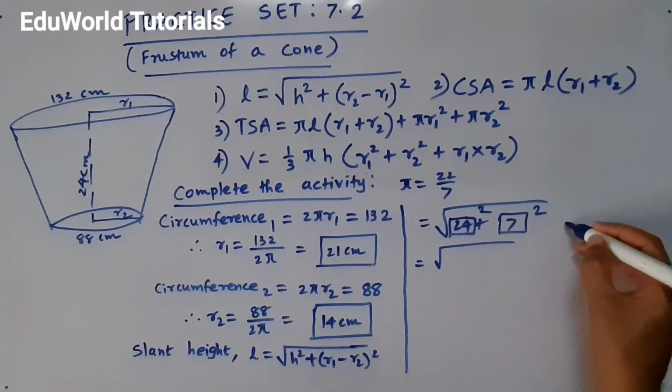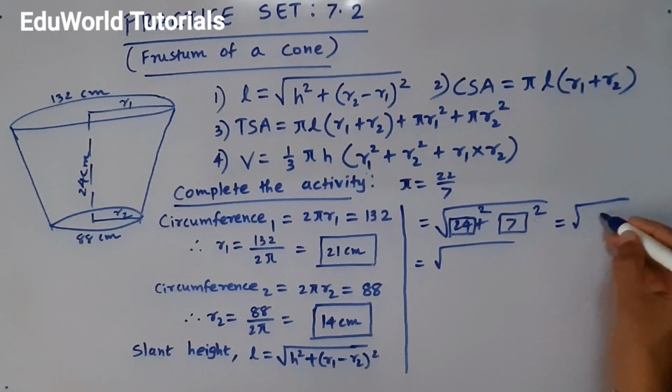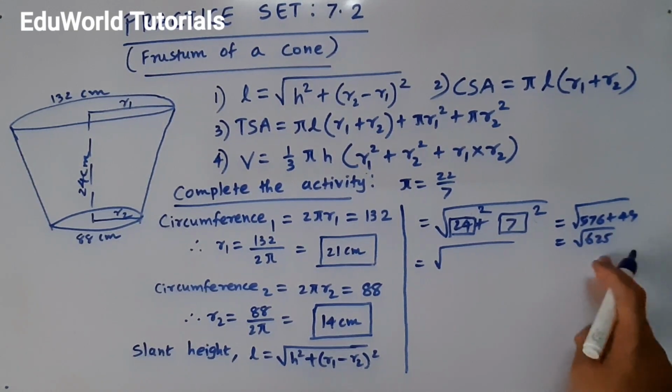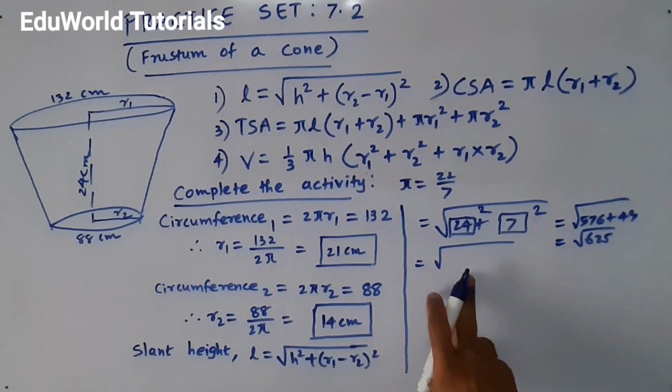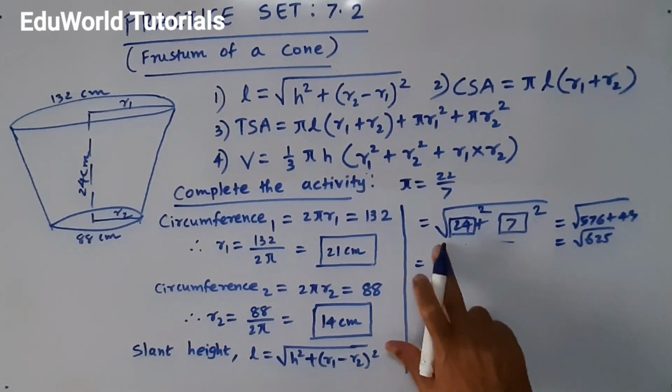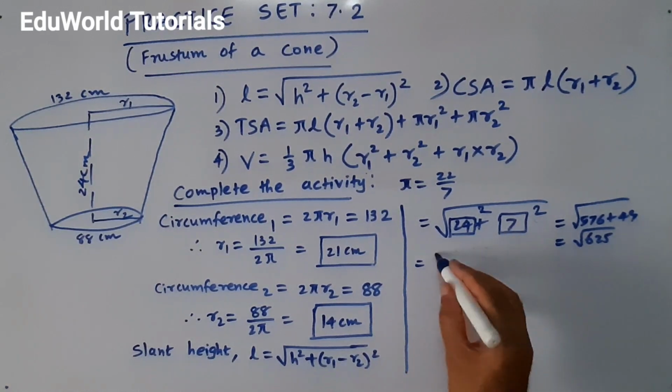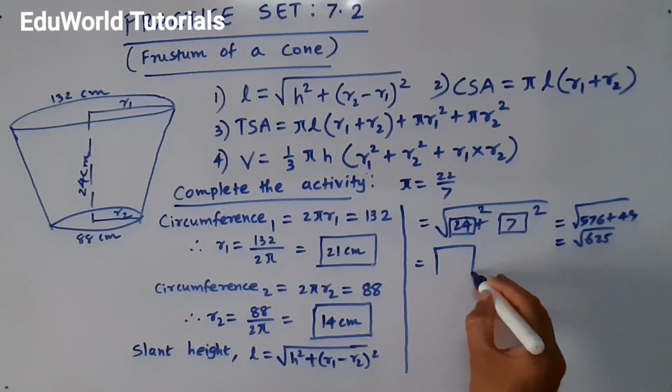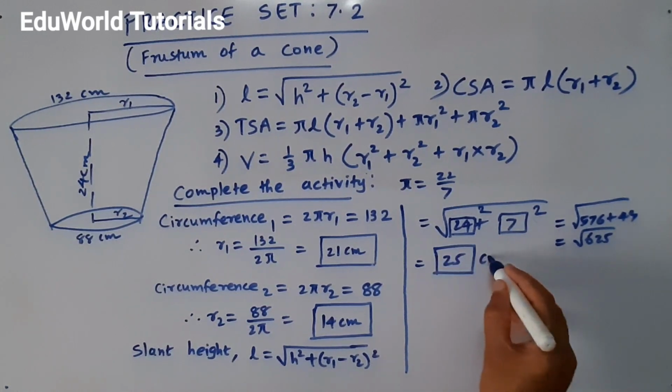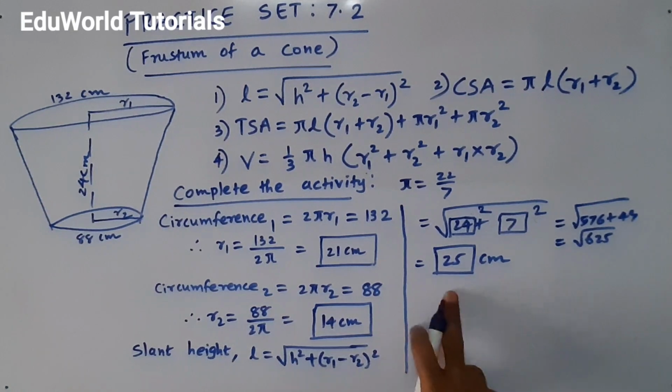If you do it, so under square root, this is not the thing which is given. Okay, so 576 plus 49 and total of them is 625. So under square root 625 means what answer do we get? They have given directly the box here. After this we get square root of 625 is 25 centimeter. So this is the slant height of the frustum of the cone.